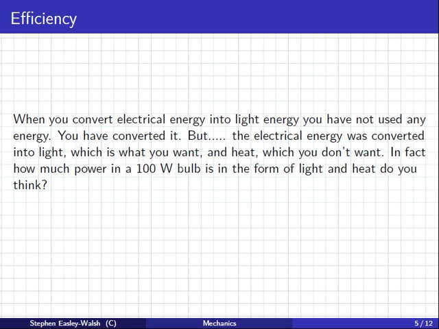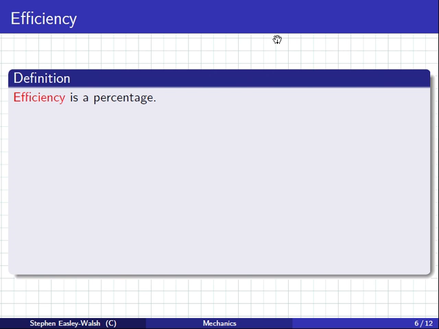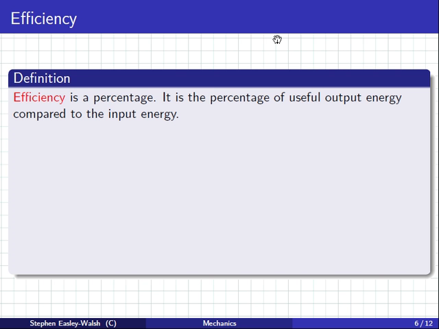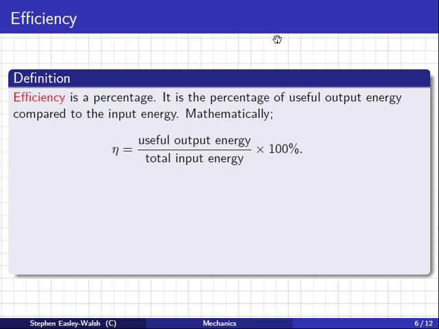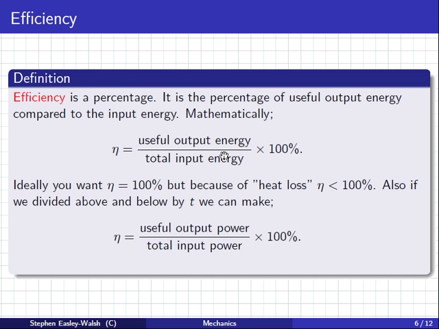So, this gives us our next idea, which is what's called efficiency. How much energy is really for the job we want, and how much is wasted. Efficiency is a percentage. It's the percentage of useful over input. So as a formula, efficiency is useful output over useful input times 100. And you can use energy, or you can use power. You can write it using energy or power. Both formulas work.